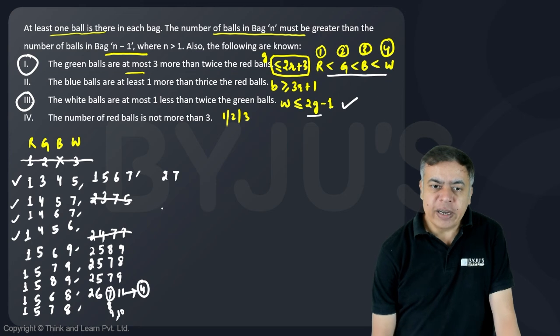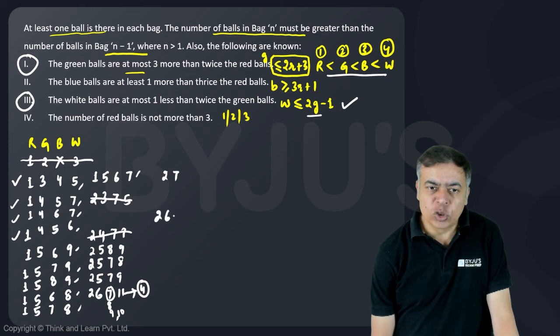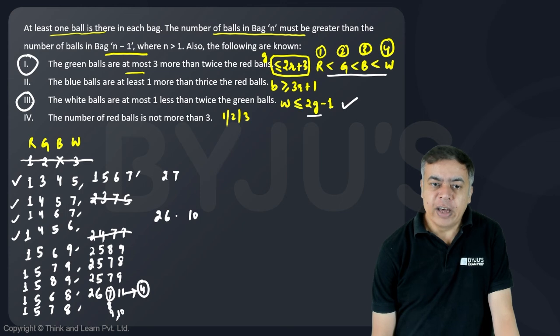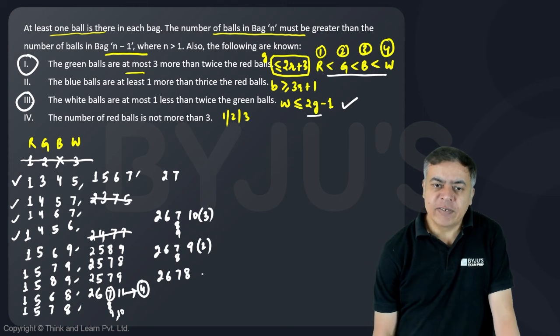So if I take 2, 6, 10, because it is less than 10, here I can have 7, 8 or 9. That means 3 cases. Right? So if I have 2, 6, 9, here we can have 7 or 8. That means 2 cases. And if I take 2, 6, 8, it is 7, so 1 case.